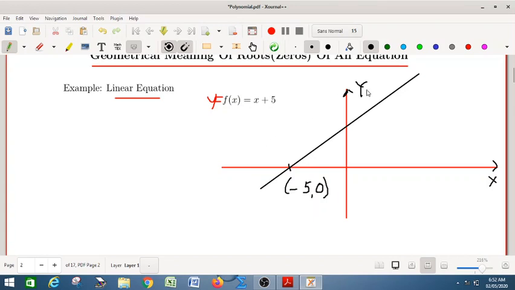Clear? Where the graph y equal to x plus 5, or x plus 5 equal to 0, meets the curve at the x-axis. Okay, so this is the representation of zero.